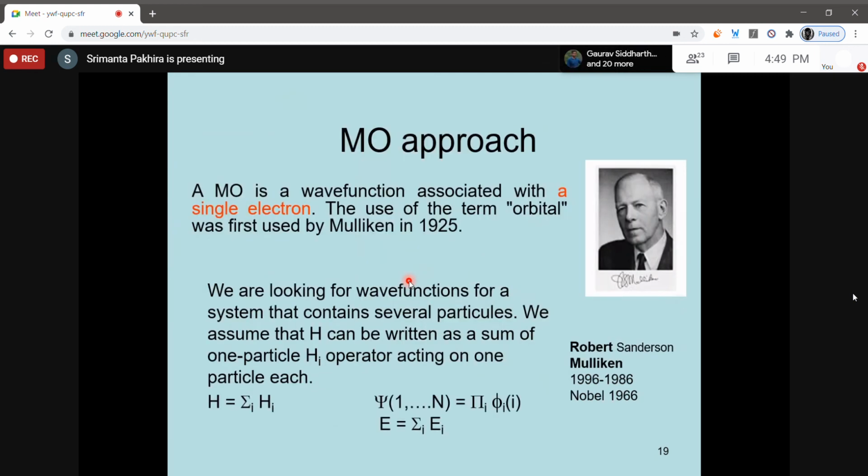And Mulliken for the first time proposed the concept of orbitals, a molecular orbital, which is nothing but a wave function associated with a single electron. That was his molecular orbital approach. The use of the term orbital was proposed by Mulliken in 1925. Nowadays we are habituated to orbitals and molecular orbitals, which are basically the wave function associated with a single electron.